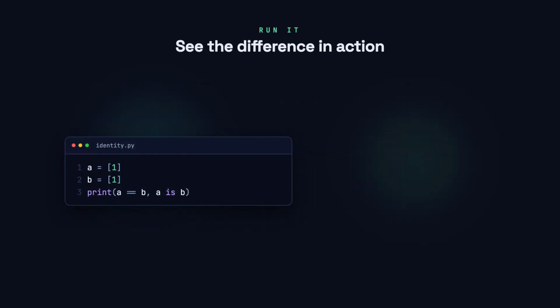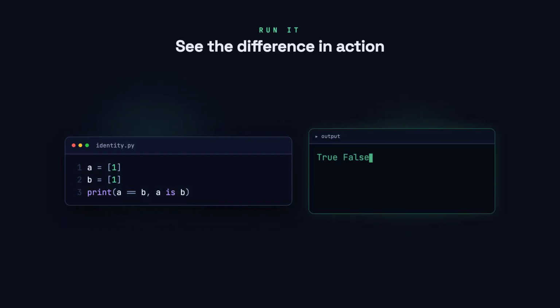Running the code prints true then false. The lists are equal in value, which is why double equals gives true. But they are not the same object, which is why is gives false.